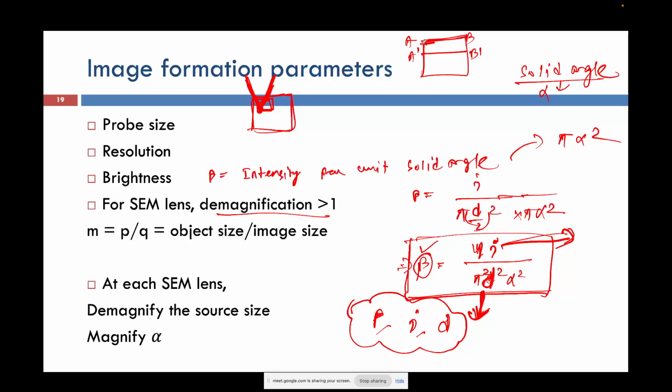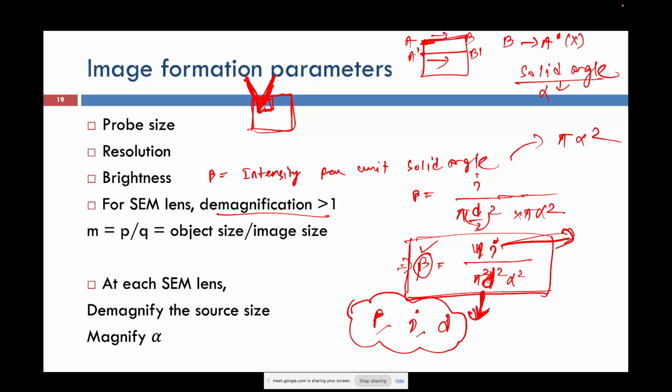So first it scans in this direction, A to B, then again it comes back and starts scanning again in this direction. It does not come from B to A dash. That is why it is known as a raster scan. The electron probe size is very small. Probe size means the final diameter or the final size of the electron beam which falls on the sample.